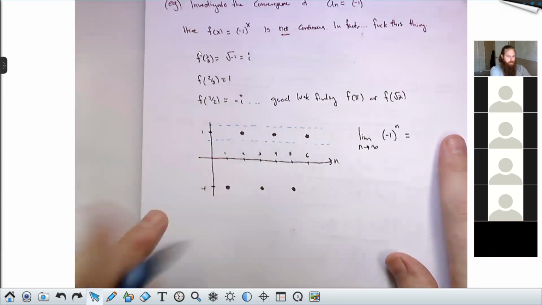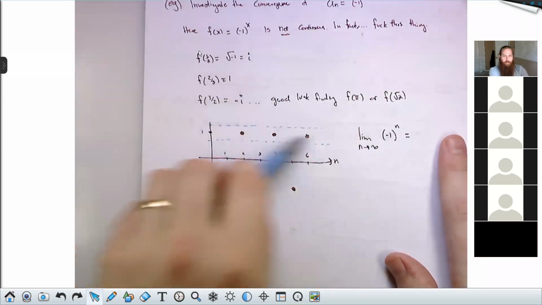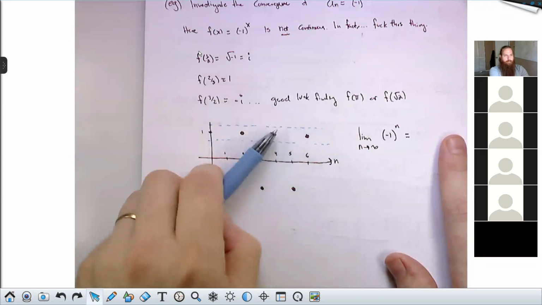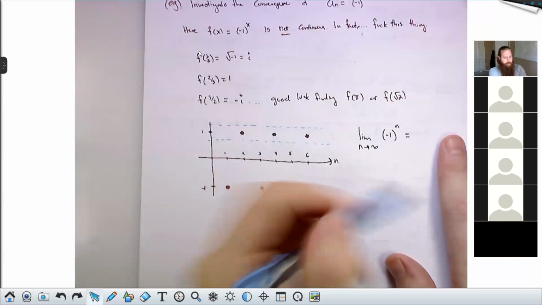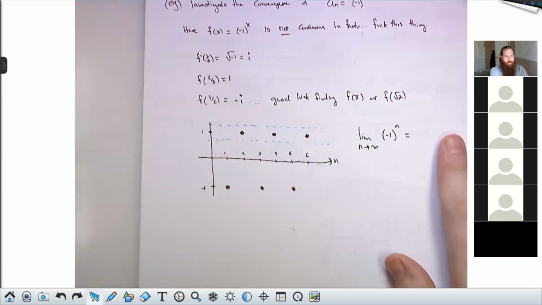Is there some point after which all of the terms will be trapped in this window? I'd say no. Half the terms are down here, right? No matter how far you look, there's always going to be other terms down there.